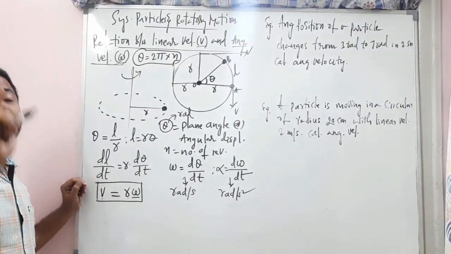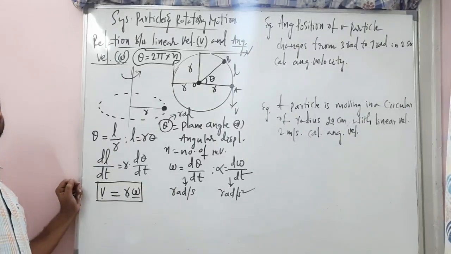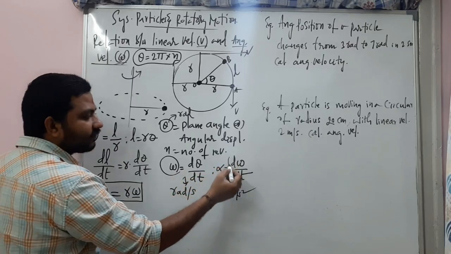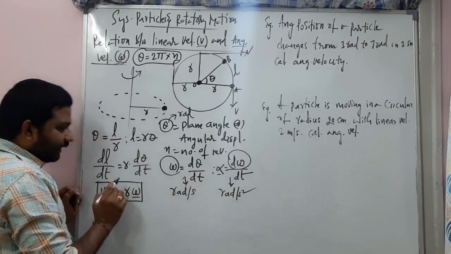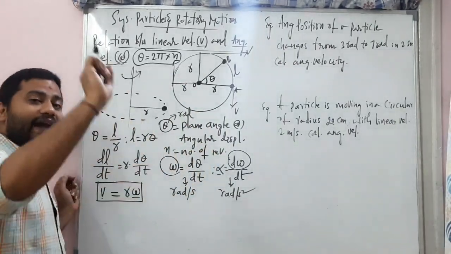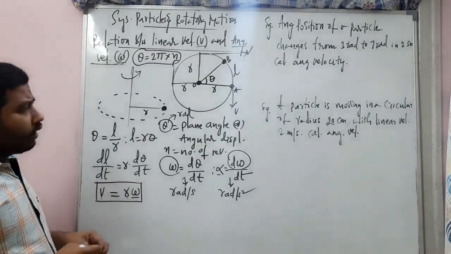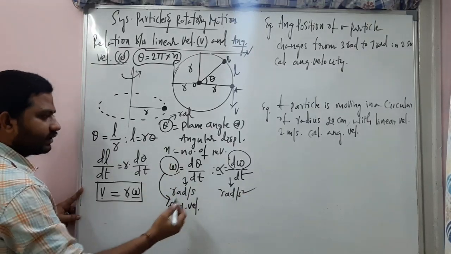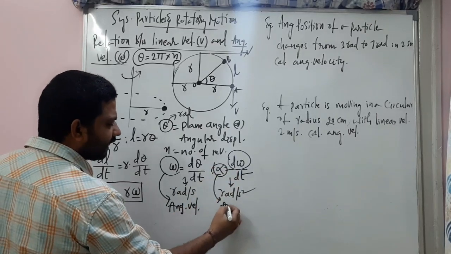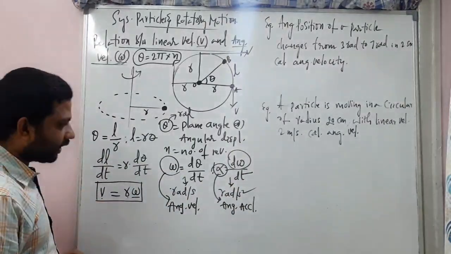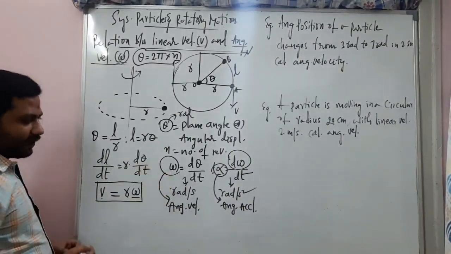Omega will be directed along the axis of rotation, and in the same way as omega is directed along the axis of rotation, your alpha, the angular acceleration, is also directed along the axis of rotation. So this is angular velocity, and this is angular acceleration. Now, coming back to this omega, my dear students.